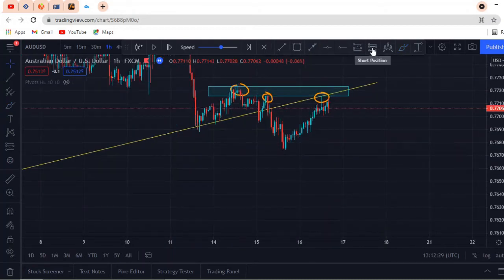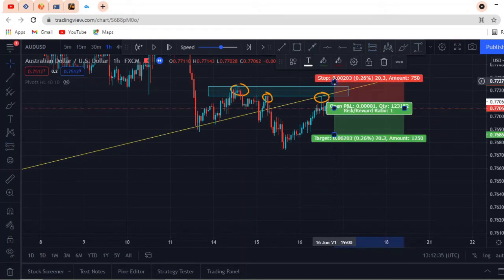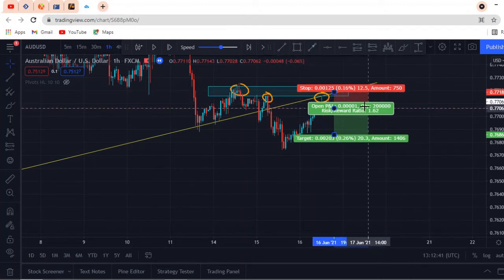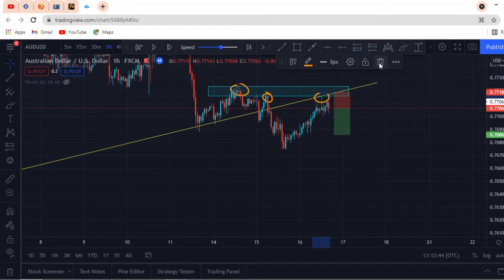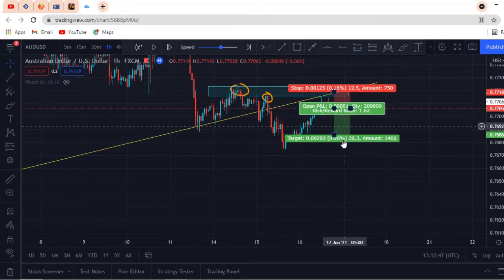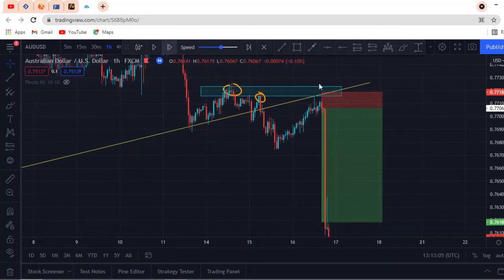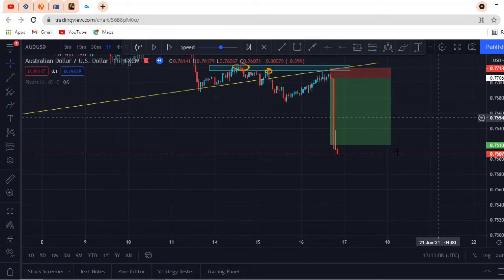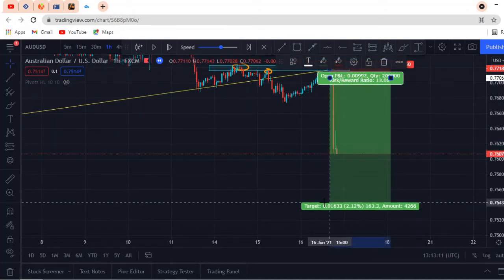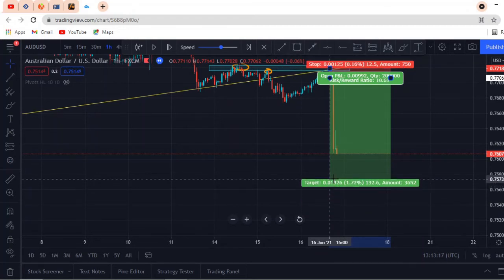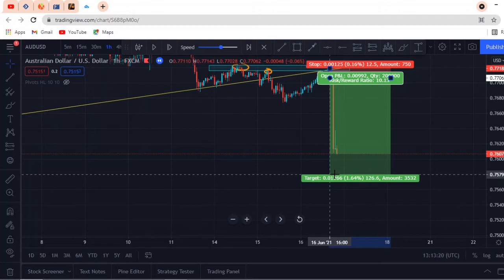So what will I do? I will take my short position, then put my stop loss just above the recent high. I can see this one here, so I'll just put it just above there. Then let's see how big the move is. Wow, that was awesome. Let's see if we can get 10 times, so risking 1% to make 10%.